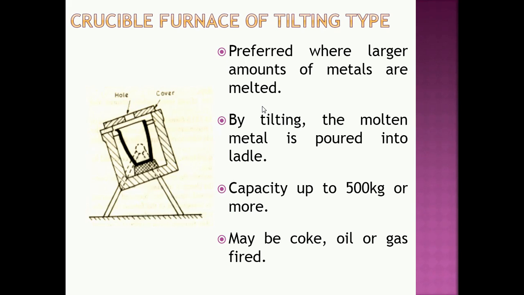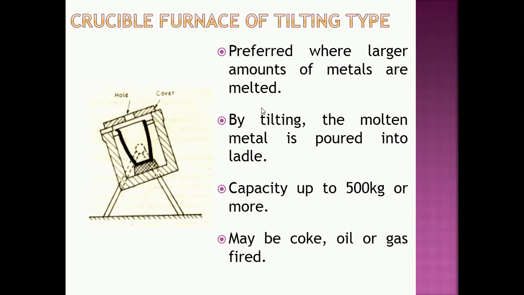By tilting, the molten metal is poured into the ladle. At the top, a hole is provided. Through that hole, we remove the molten metal into the ladle, and that ladle we take to the pouring station. Capacity is up to 500 kg or more, and this furnace may be coke, oil or gas fired.